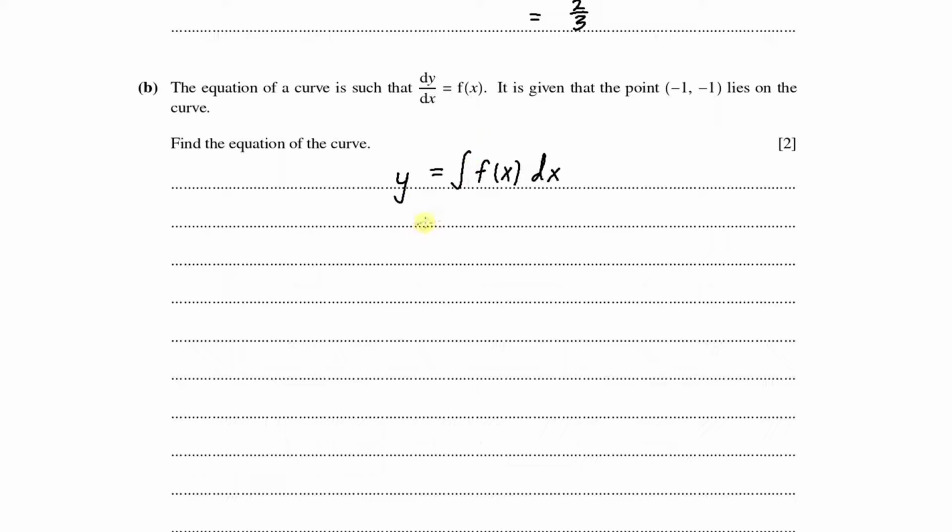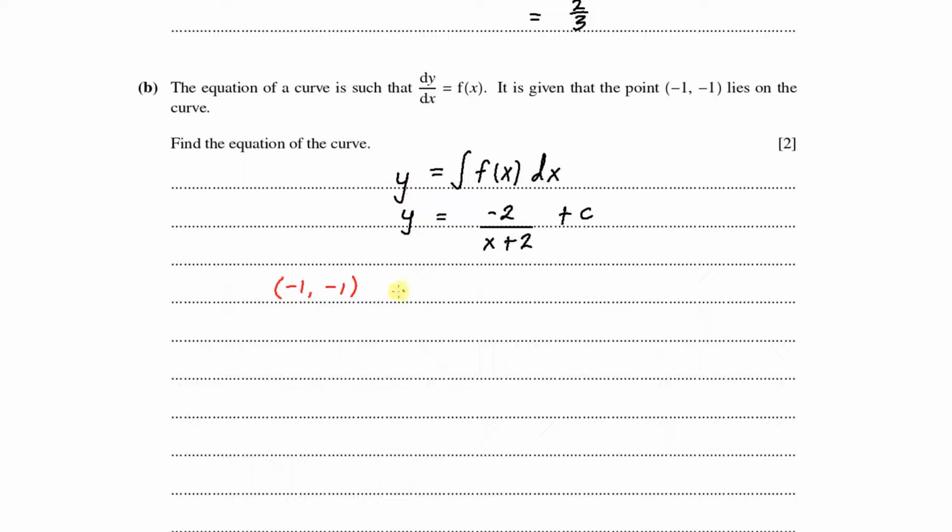So the integral of f of x gives us -2 over x plus 2, and that's plus c. Now, since the point (-1, -1) lies on the curve, we can substitute these points into the equation of the curve in order for us to find the constant of integration.